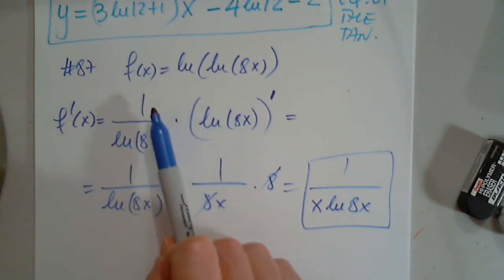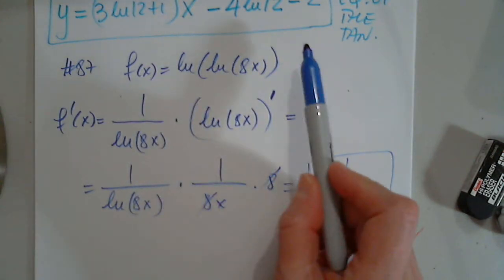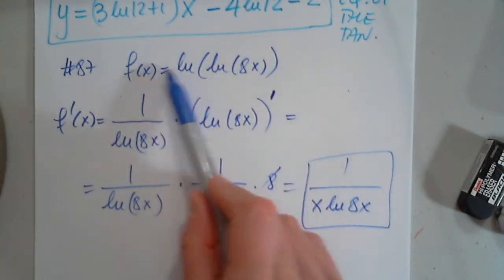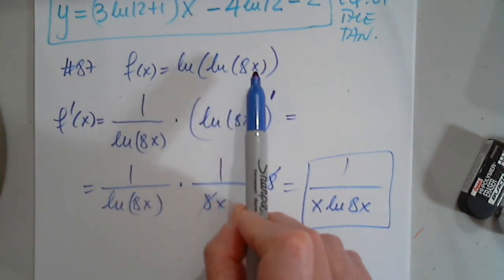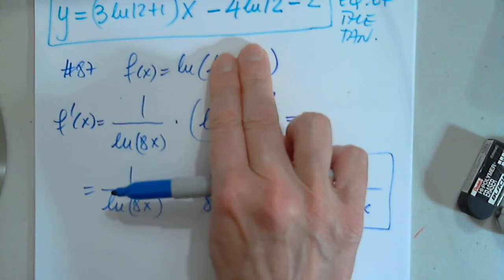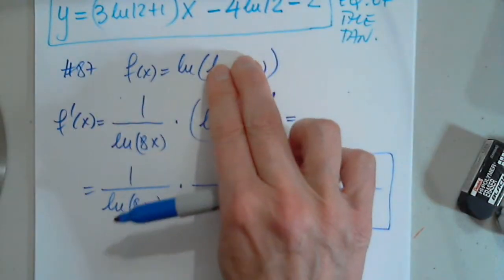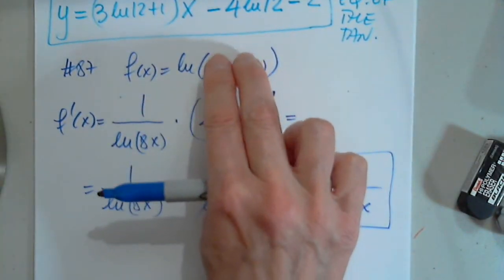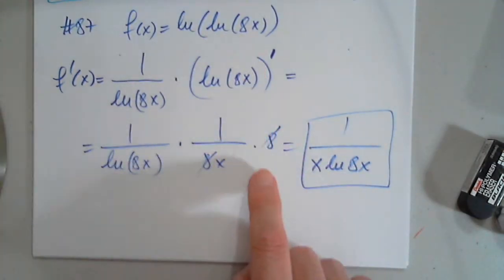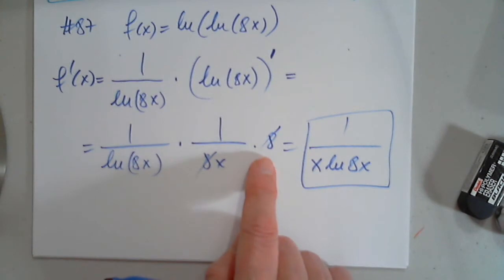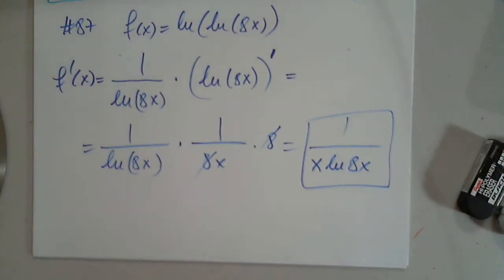So I don't want to say this one more time, because I just realized that I stopped the previous video here and it did not record this. So f of x is natural log of 8x. We differentiate the natural log: 1 over the inner function times the inner function prime, which is 1 over 8x, times the innermost function prime. We simplify and we get that.